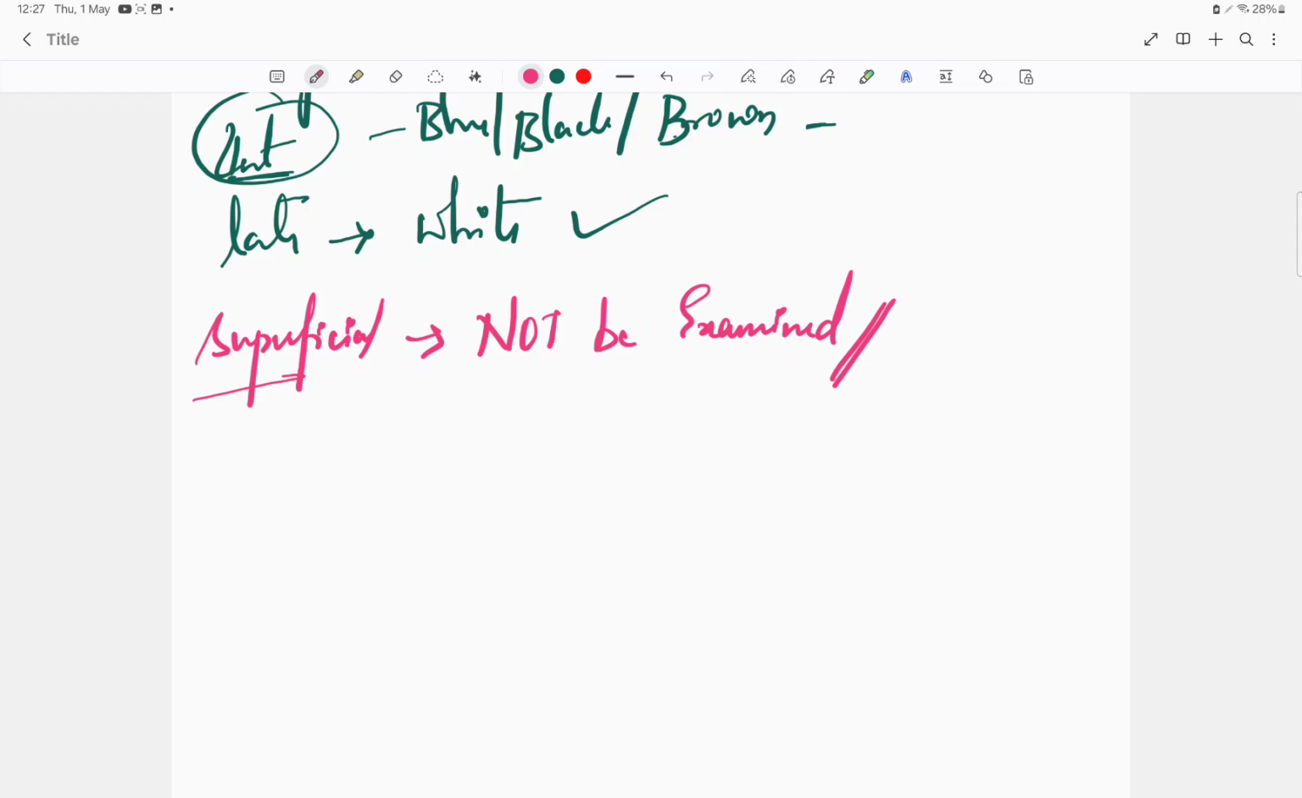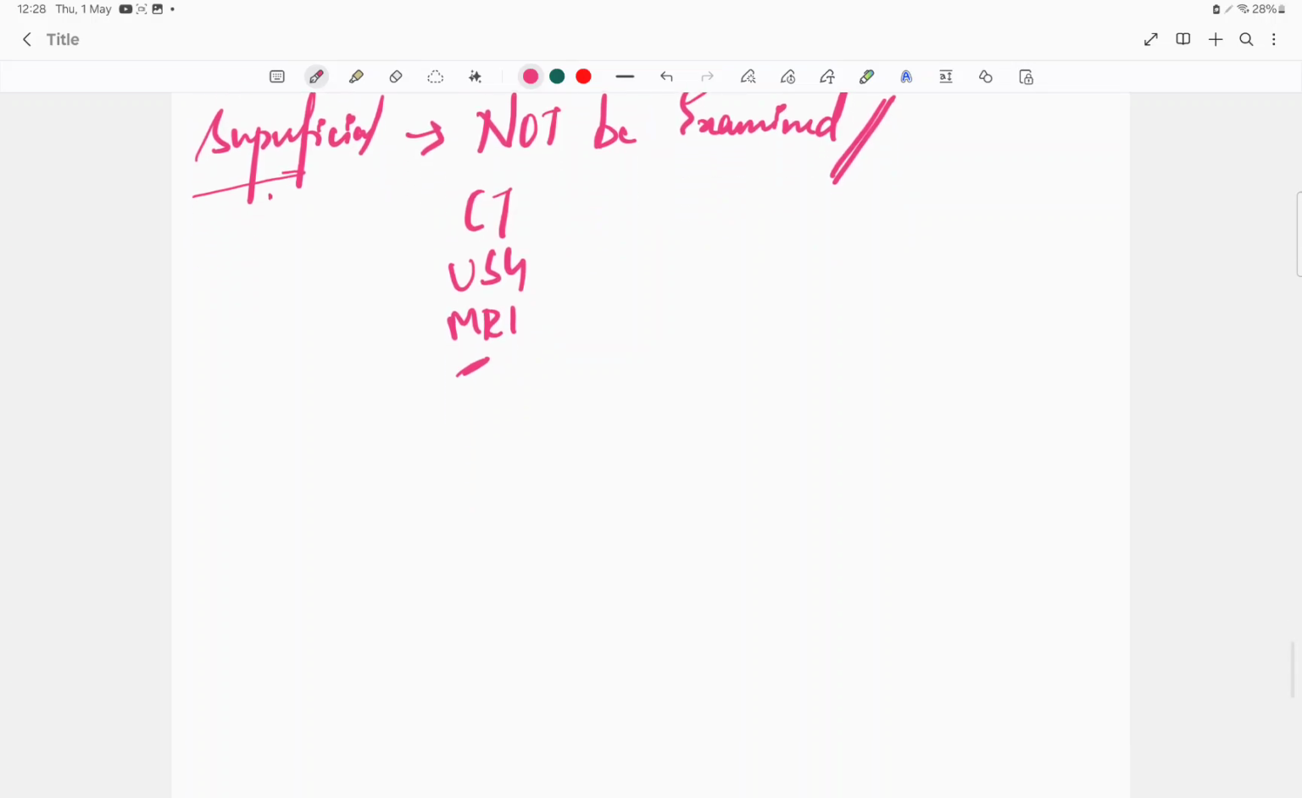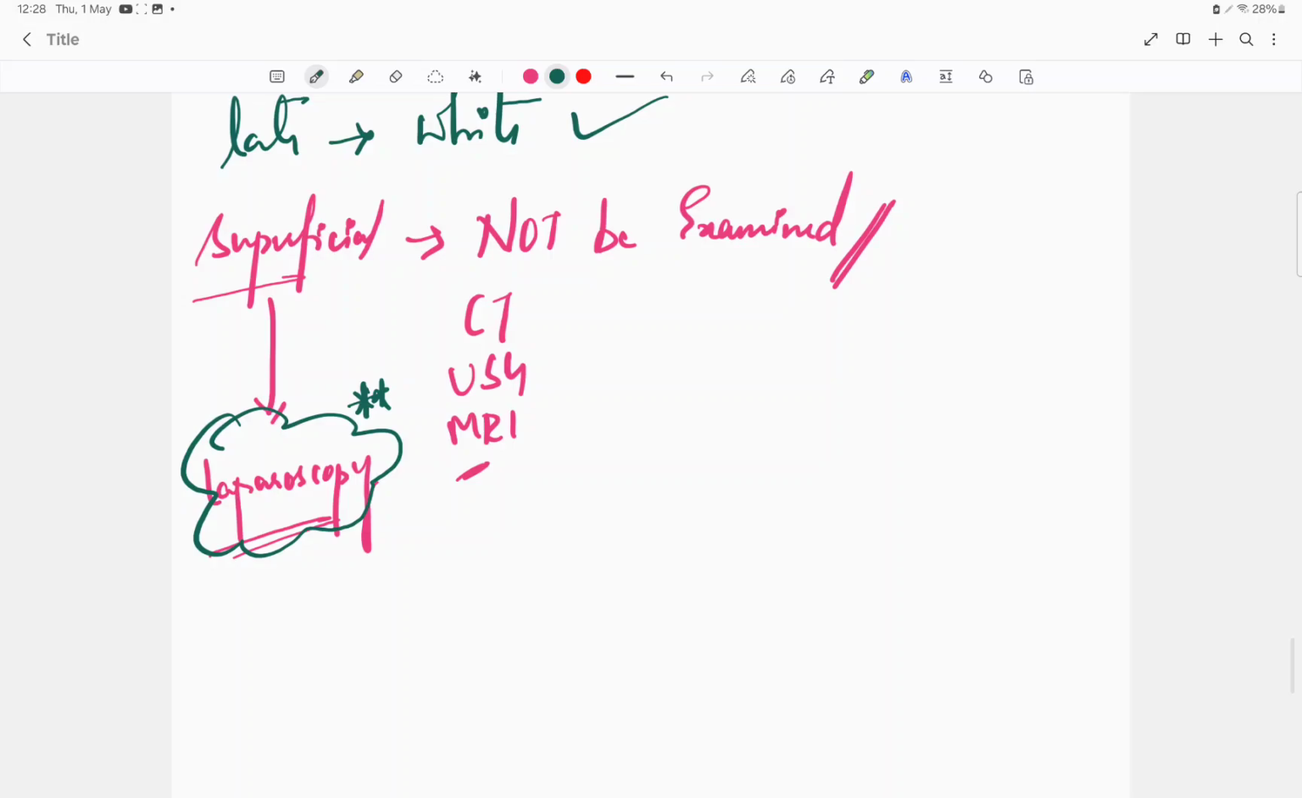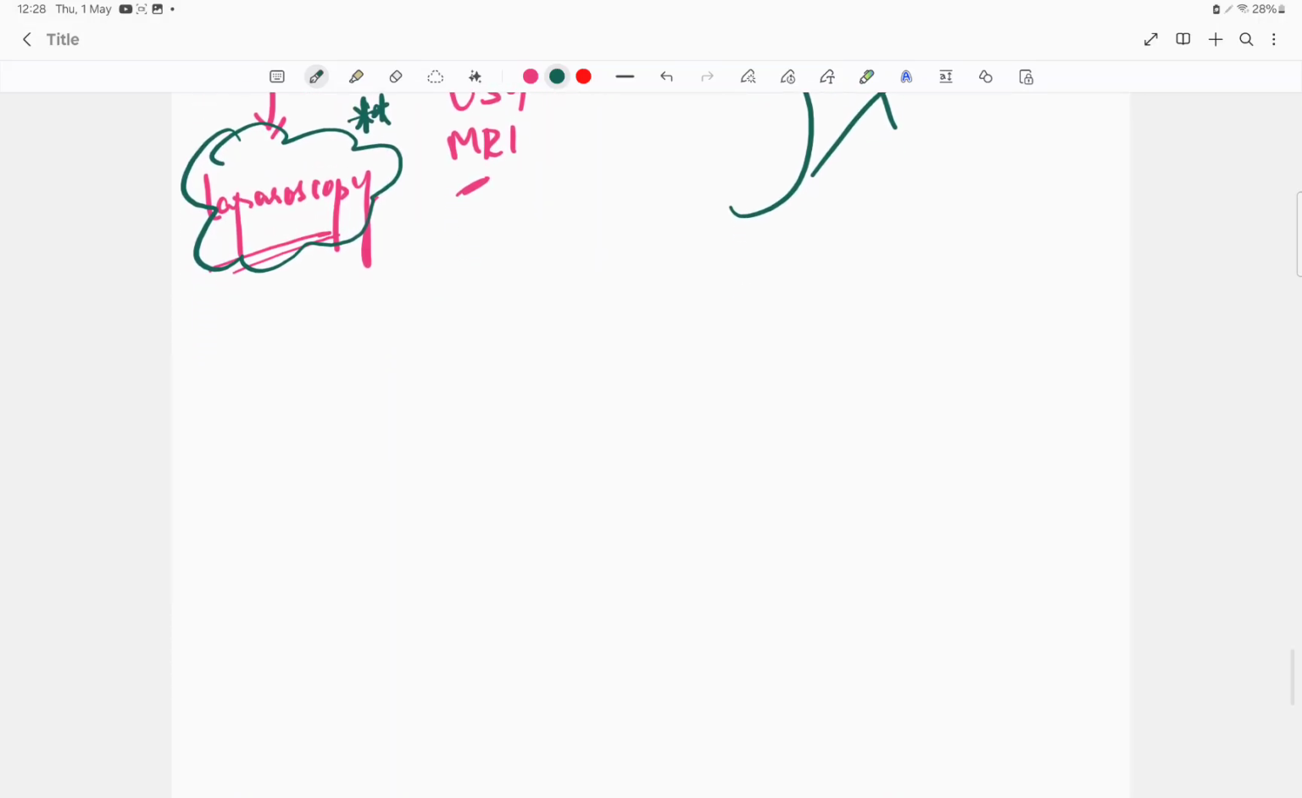Okay. And interestingly, these superficial lesions cannot even be diagnosed with CT or USG or MRI as well. So how can you diagnose superficial lesions? The only way is by directly looking at them. How? By laparoscopy. Okay. So this is an MCQ, guys. The diagnosis of superficial lesions can only happen by laparoscopy. So all these other modalities cannot identify superficial lesions. Got my point? Next is ovary.